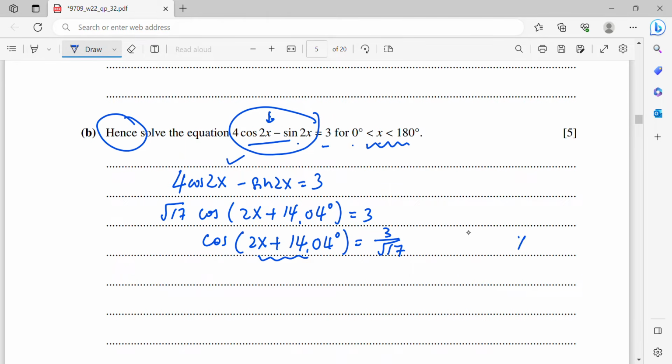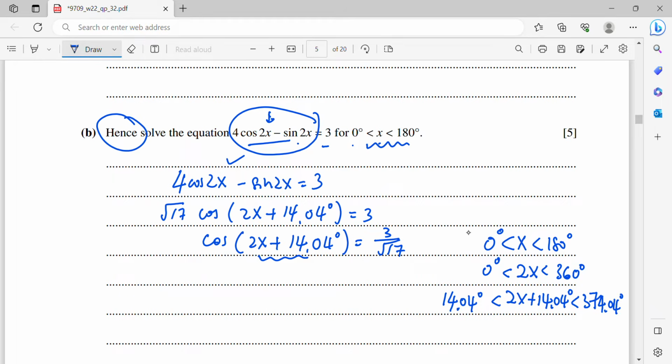So now I will get the new interval. Your x is from 0 to 180 degrees. So 2x will be from 0 to 360 degrees because you multiply by 2, and then add the 14.04 degrees. So now the interval will be from 14.04 degrees until 360 plus 14.04 degrees, which means it's 374.04 degrees. So now we can accept the values in this interval.